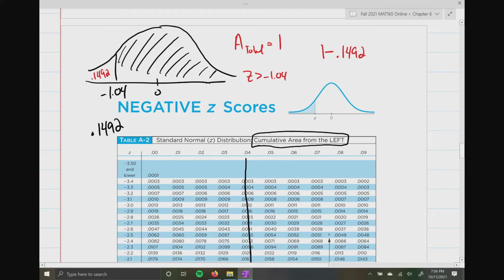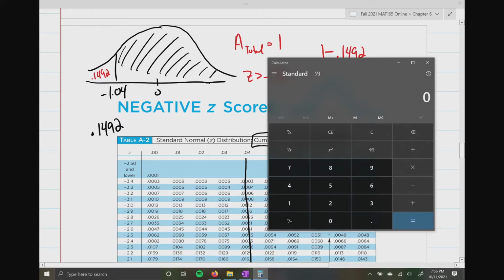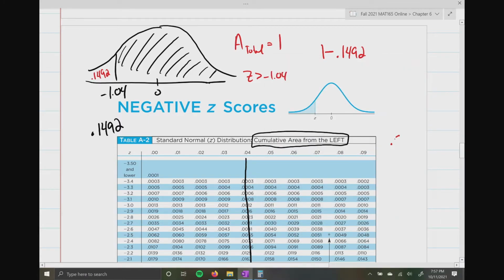So if I get out my calculator here, there we go. There's a calculator button. And I take 1 minus 0.1492 and hit enter. Notice I get 0.8508. Okay? So we get the 0.8508. In fact, let me write it in the body of my graph here, 0.8508, which is what we wanted.